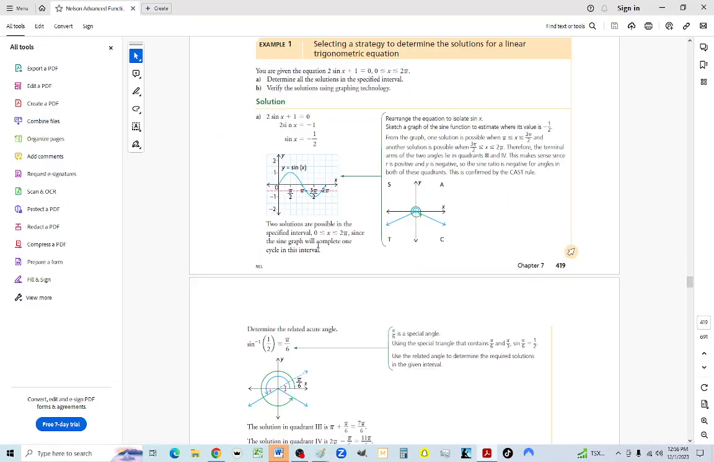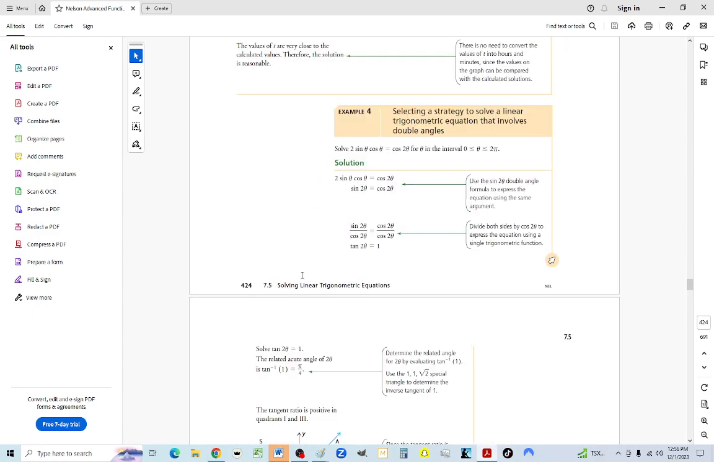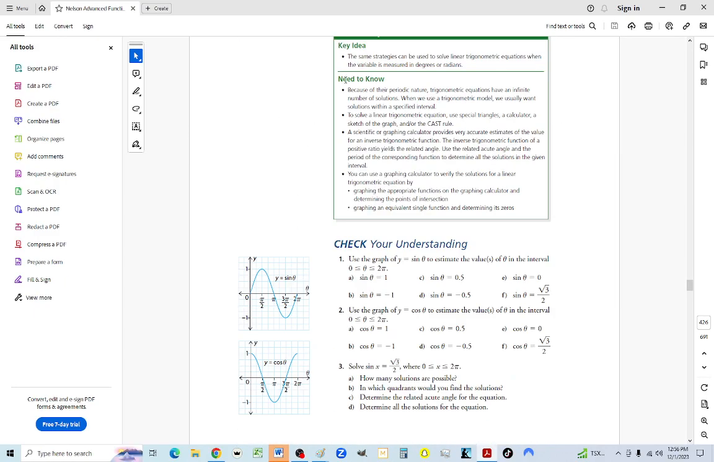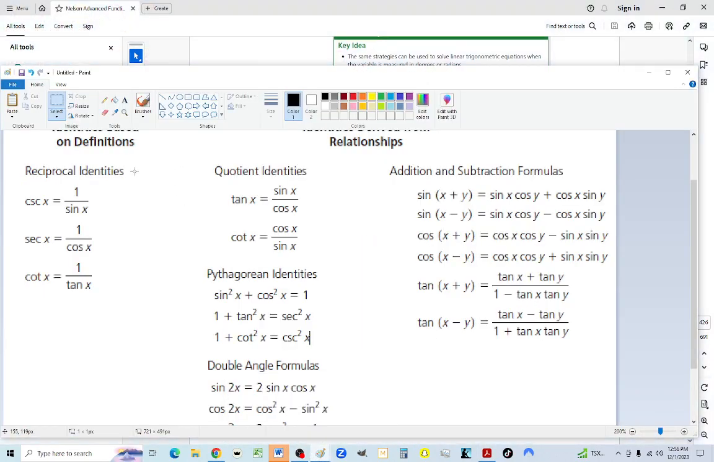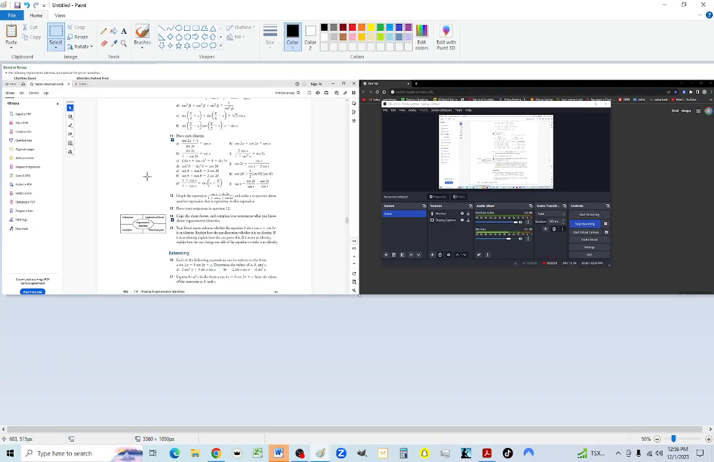So the next chapter is solving linear equations. Just always go to the summary and look at what the lesson is. Trigonometric equations have an infinite number of solutions. Yeah, always plus the period. Special triangles, a calculator, very accurate estimates. Graphing, so just use Desmos. And a lot of these will just be proving what possible values there are, knowing your exact values.